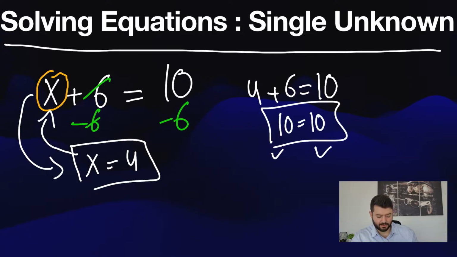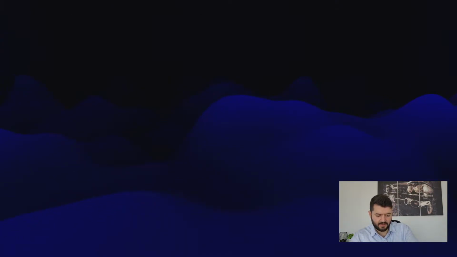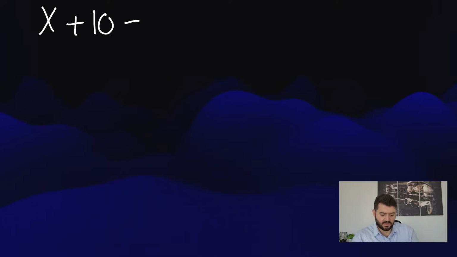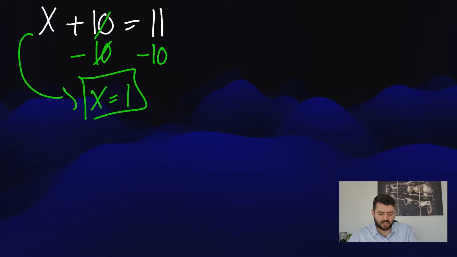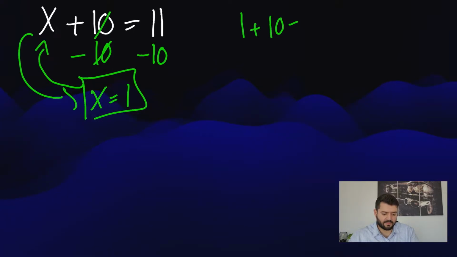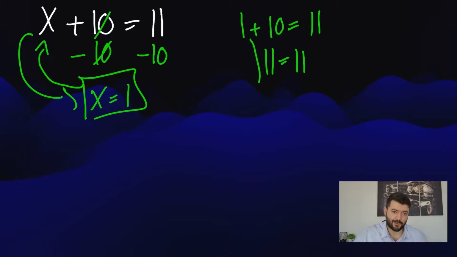Let's have another example. Let's say I do have x plus 10 equals to 11. What am I going to do in this case? I'm going to isolate x. I'm going to say minus 10 and minus 10. Then x equals to 1. Put it back into the equation. I do have 1 plus 10 equals to 11. So I have 11 equals to 11, which is perfectly correct.